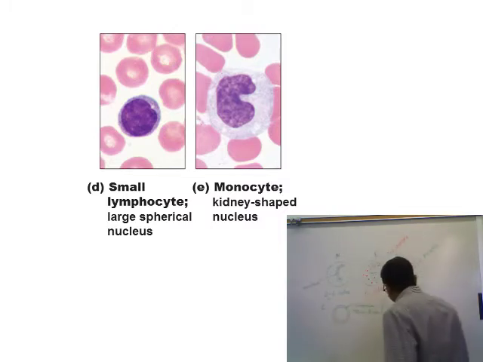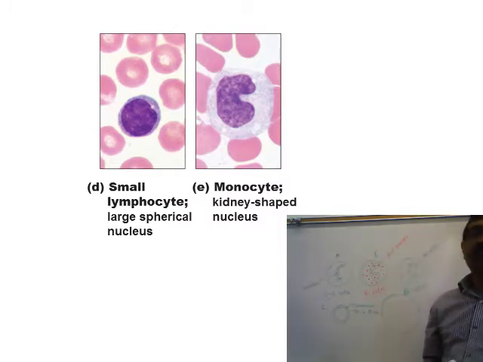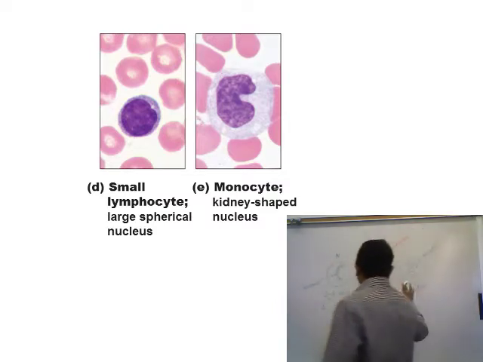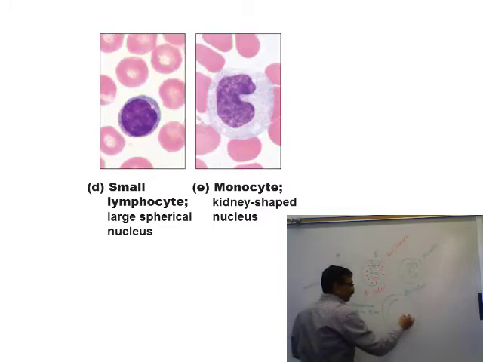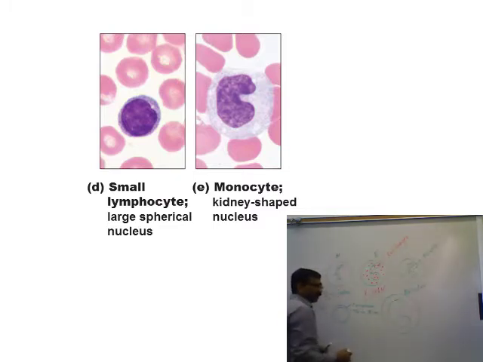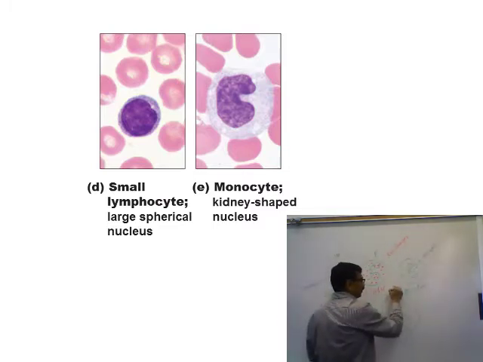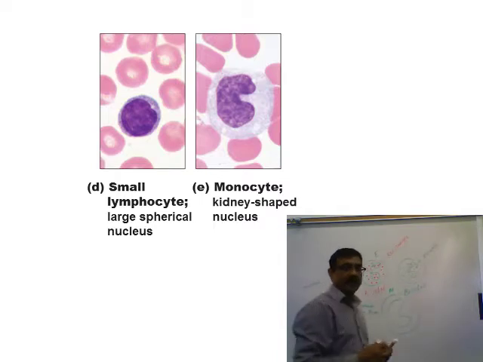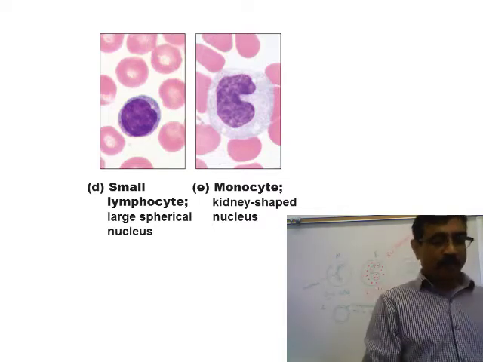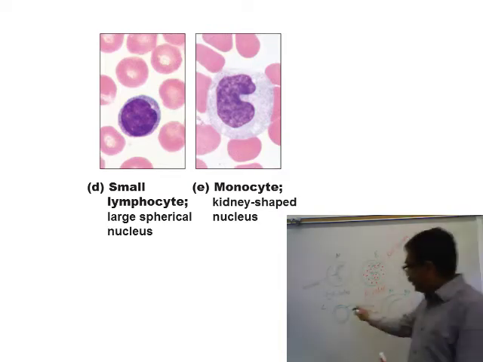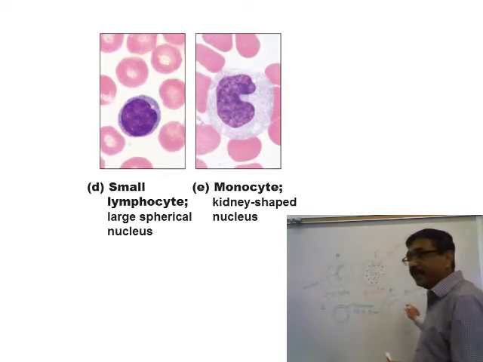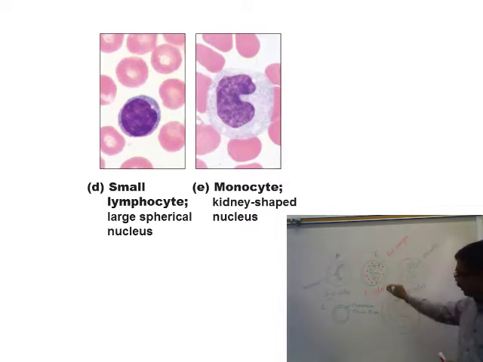Monocyte is very big, the largest among these 5. The size is very big compared to the others and it has a kidney-shaped nucleus. Now, these two are agranulocytes. That means they don't have any granules in the cytoplasm.